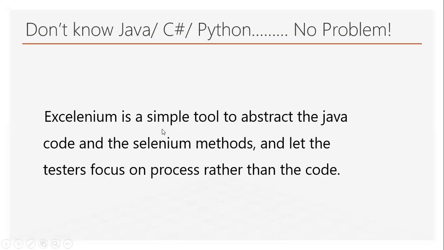So if you don't know Java, C Sharp, Python, or any programming language, no problem. You could still do testing automation using Selenium by using this simple framework. Excelenium is a simple tool to abstract the code and let the testers focus on the process rather than the code. So if you're an experienced tester with an eye for detail, you don't have to worry about writing code and making the boilerplate fit in.